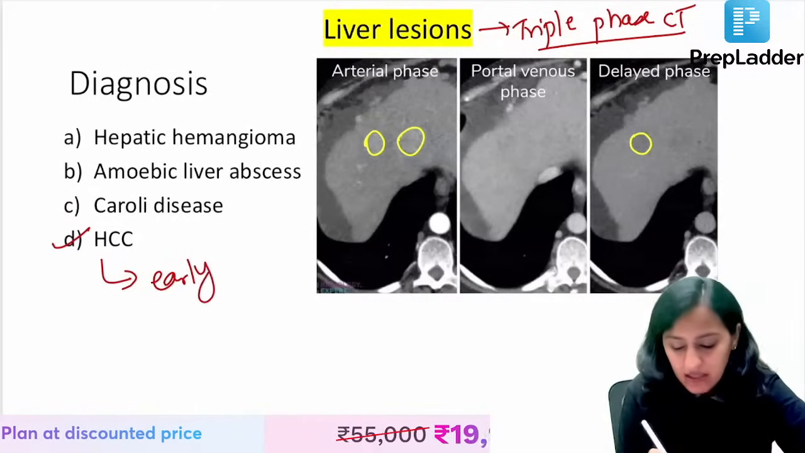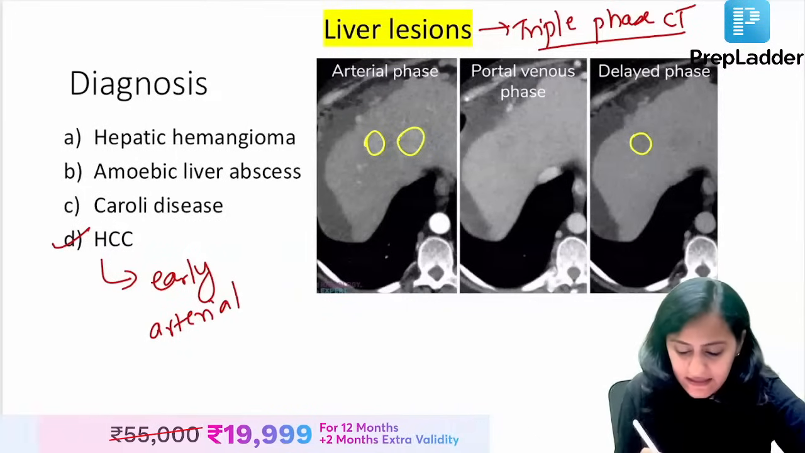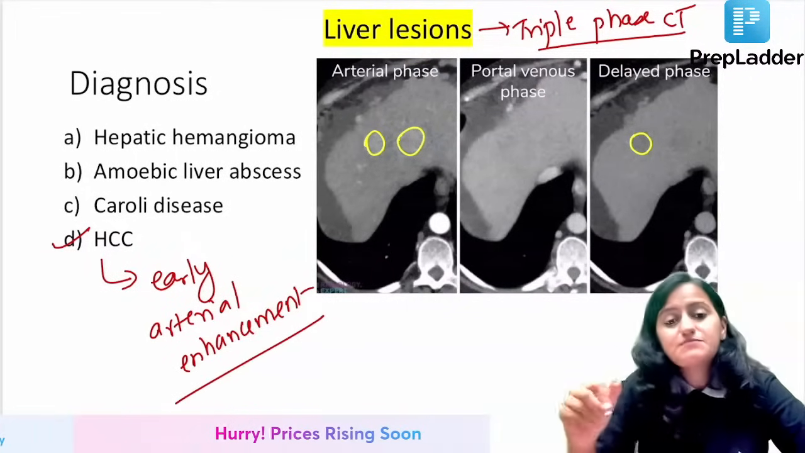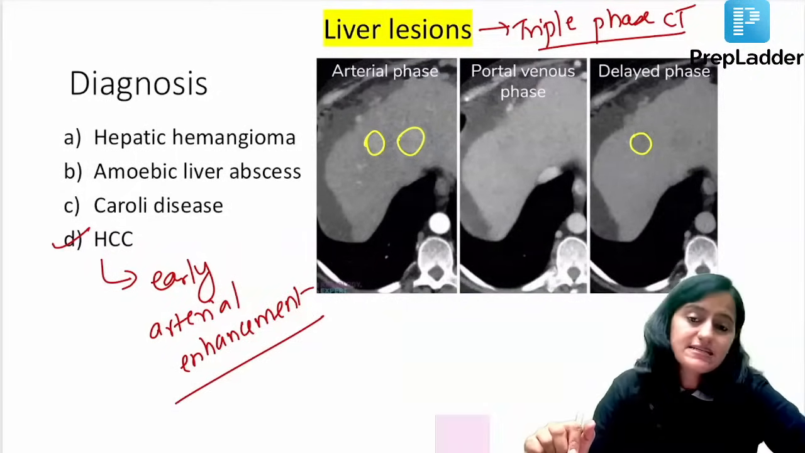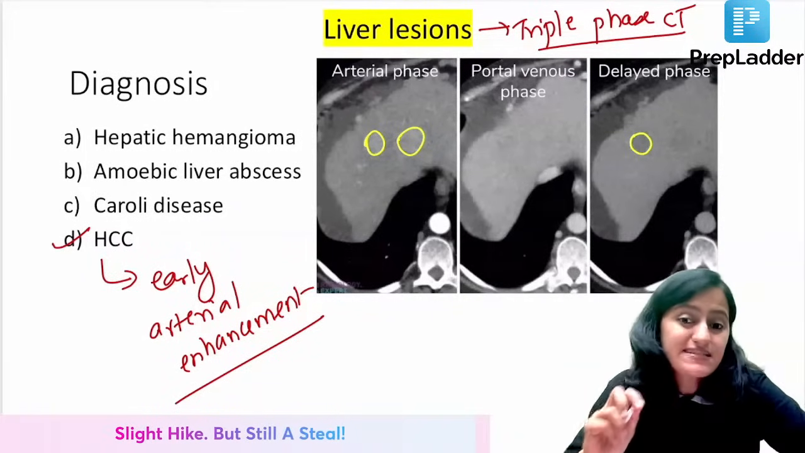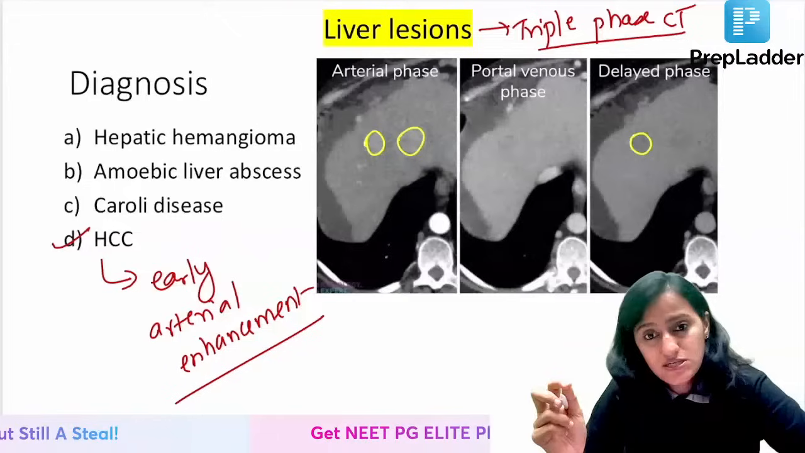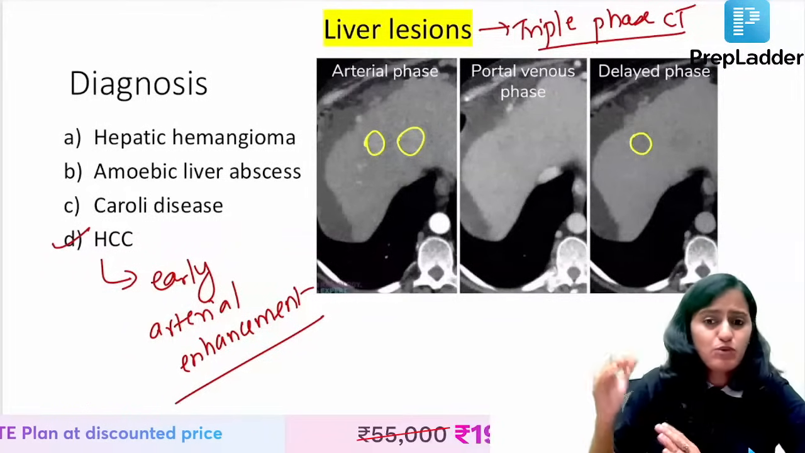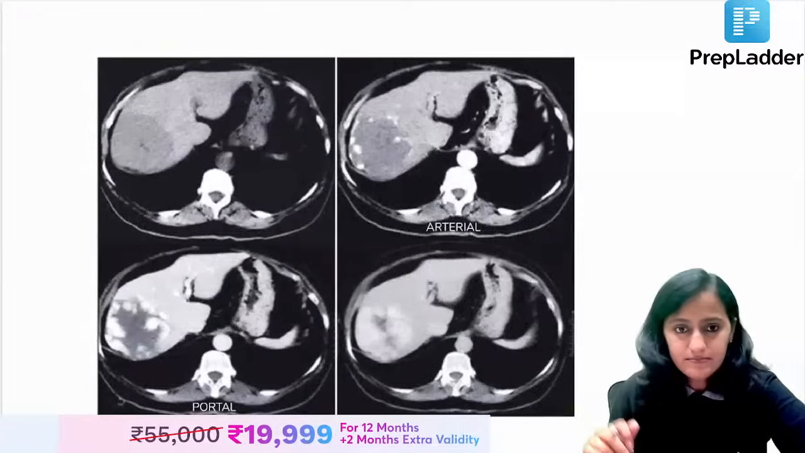It shows early arterial enhancement. Early arterial enhancement is seen with HCC. Why? Because it is supplied by the hepatic artery, which gets the contrast first as compared to the portal vein, right? So it shows early arterial enhancement with early washout of contrast as well.